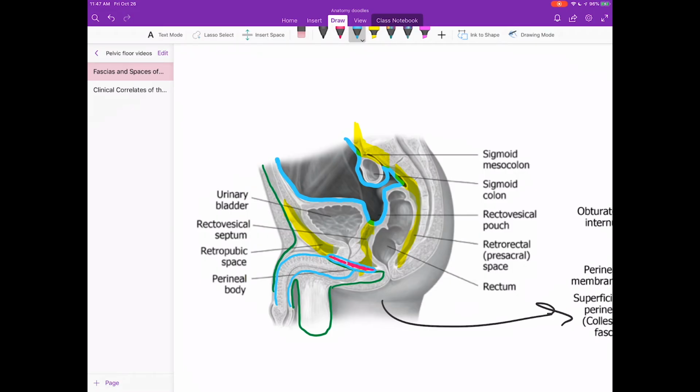So what that does is it contains, certainly in the male, not as important in the female, but it contains this deep space here in the penis from the superficial space in the scrotum and in the perineum. And we'll learn from another video why that has some important implications.